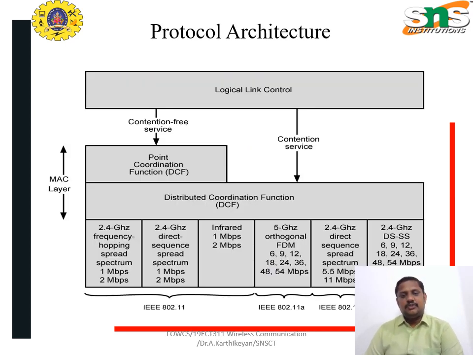That's also the protocol architecture. Here we have the LLC, and we have the MAC layer. In that we have the 2.4 GHz range, with Mbps data rates for 802.11a and 802.11b. We are using the DCF, the distributed coordination function, with the interface to the logical link control, and the point coordination function. DCF mainly interfaces with the other layers.